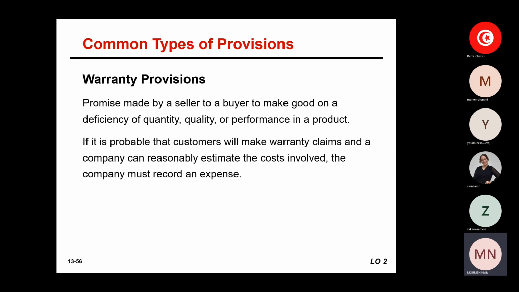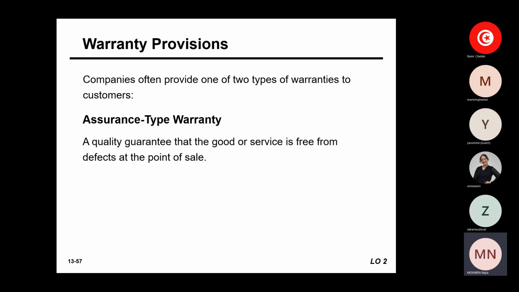Okay. So if it is probable that the customer will make warranty claims and the company can reasonably estimate the cost involved, then the company should record it as an expense, and a related liability will also arise. So remember again, if there is a probability that the customer will make claims and we can reasonably estimate the cost, then we should record it as an expense. For businesses, we have two types of warranties. We have the product warranty, what we call the assurance type, and also the service type warranty.